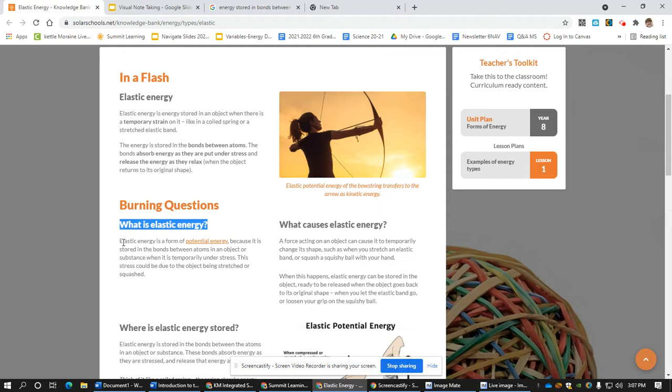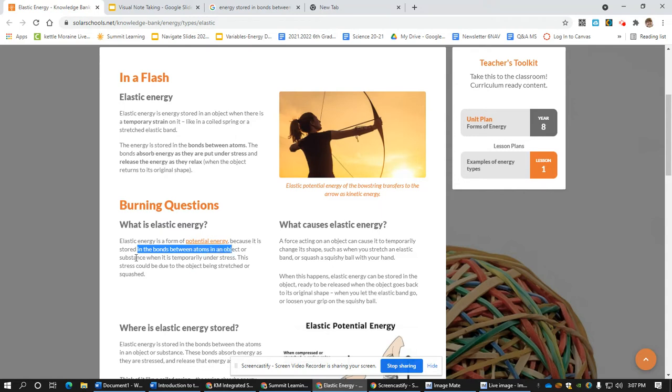So I continue on. Elastic energy is a form... So right there, it's telling me a definition. And we know that definitions are important, but we also know that in science, examples are super important as well. So I'm going to continue on, but I do want to have some definitions. Because it is stored in the bonds between atoms. Again, there's that bonds between atoms. I might have to look that up a little bit more.